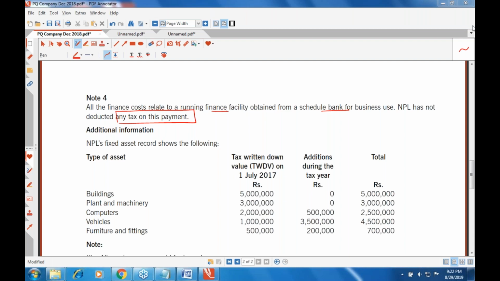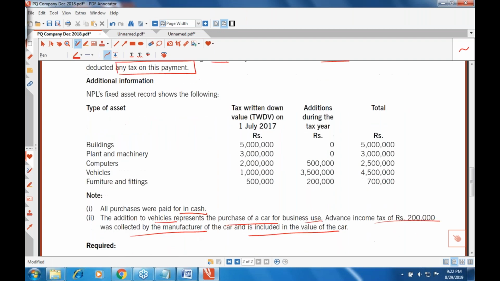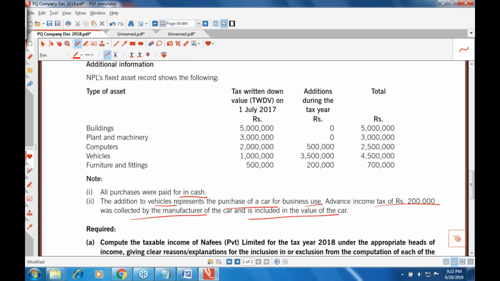Okay, so let's try to establish the depreciation and all that here. So we have the tax WDV at the start of the year.